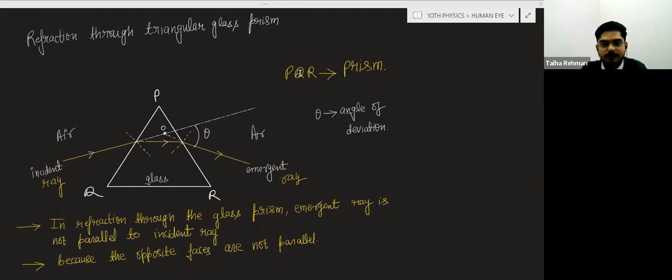So understand the concept properly. The concept of refraction we are using here. Refraction is taking place here. When the light ray travels from rarer to denser, then it will bend towards the normal. Whenever the light ray travels from denser to rarer, it will bend away from the normal.